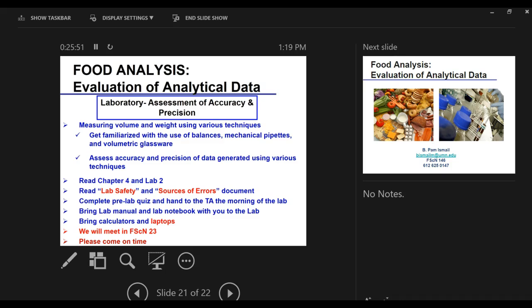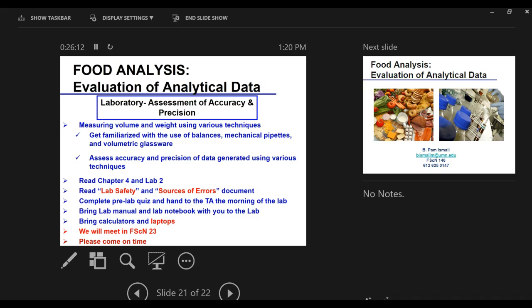So you'll be looking at accuracy and precision of the different analytical tools we'll be using, and we'll look at the set of data together and analyze those at the end of the lab. So please read chapter 4 in the book, chapter 2 in your lab manual. We're using the lab manual, so please bring that with you.